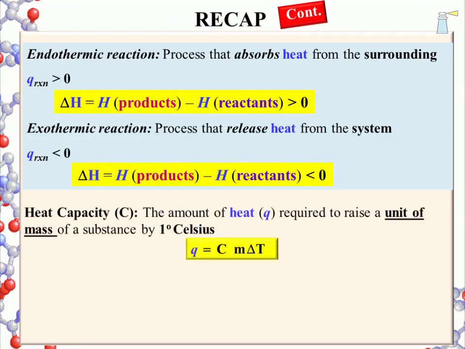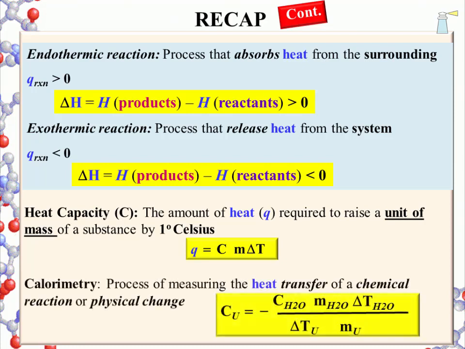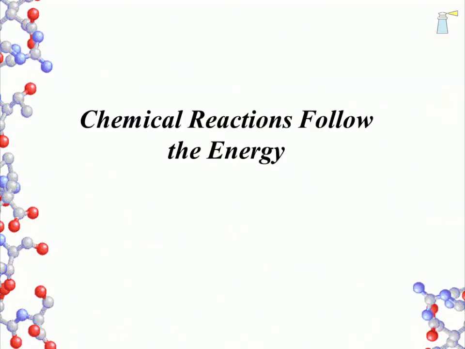Heat capacity is the amount of heat required to raise a unit of mass of a substance by 1 degree Celsius. Heat capacity varies by substance. Calorimetry is an experimental process of measuring the heat transfer of a chemical reaction or physical change. It makes for an interesting lab period. And that concludes our lecture. Chemical reactions follow the energy.